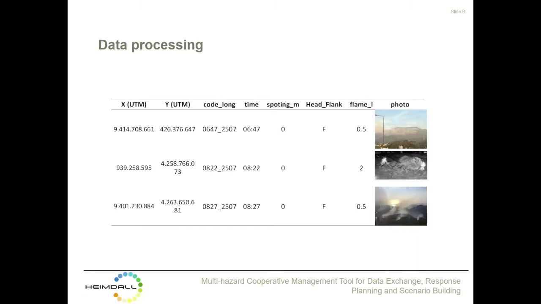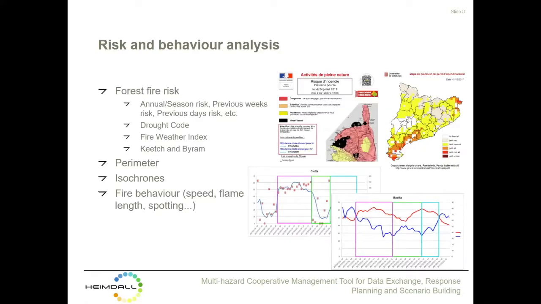Then this information can be drawn on a map, and in the next steps of the methodology, during the analysis, it can be used to obtain a final reconstruction of the incident and its evolution. The analysis of the risk and behavior depends on the type of hazard. The data and the variables that bring information change, of course, from one hazard to another. So it's not the same, the data that we need to analyze forest fires, as the kind of data that we need to analyze floods or landslides.